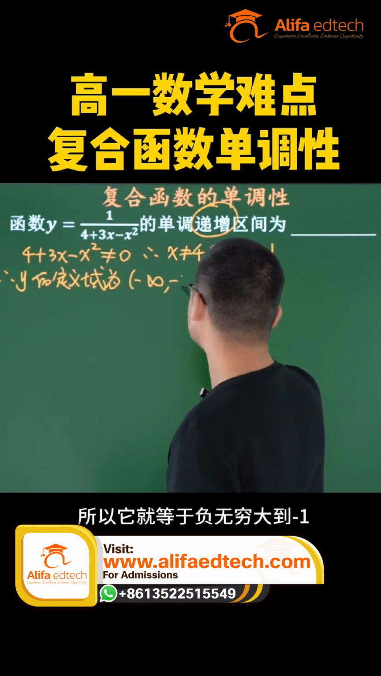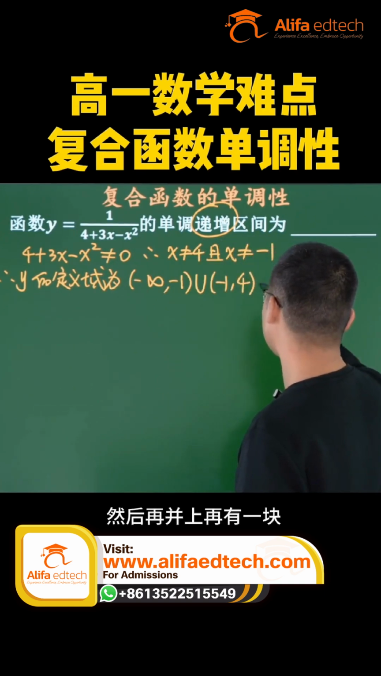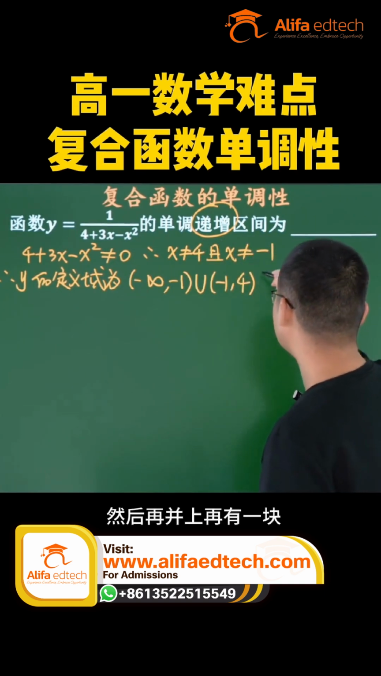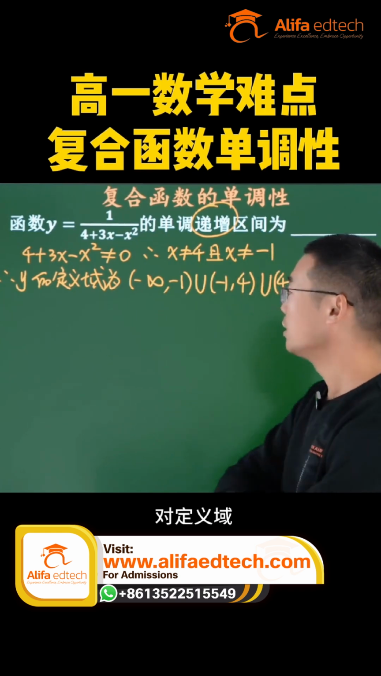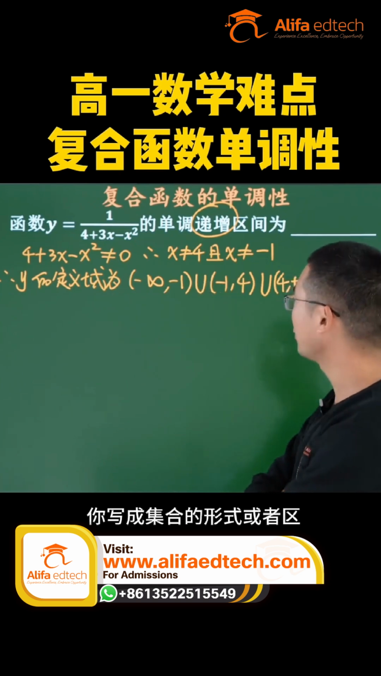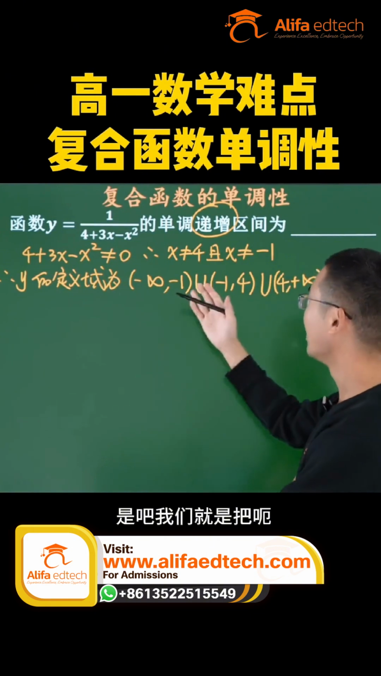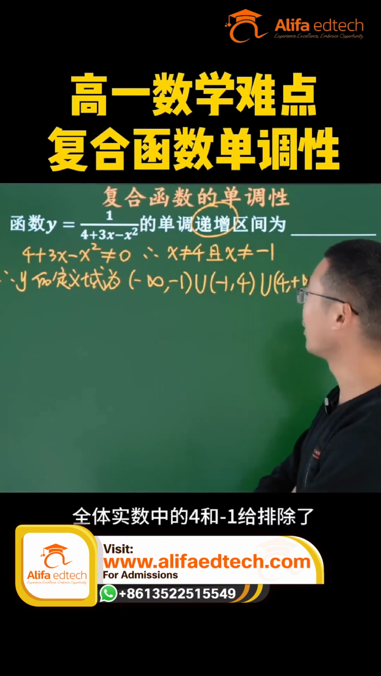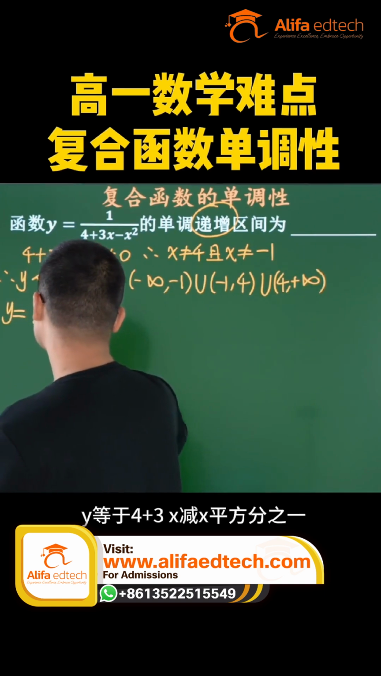So it equals from negative infinity to minus 1, then union with minus 1 to 4, then union with another piece, which is 4 to plus infinity. You can write the domain in set notation or interval notation. Either way works for its definition. We're excluding 4 and minus 1 from all real numbers. So our function is y equals 1 over (4 plus 3x minus x squared). So what is it composed of?